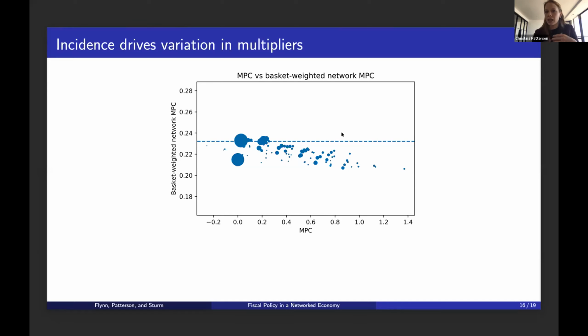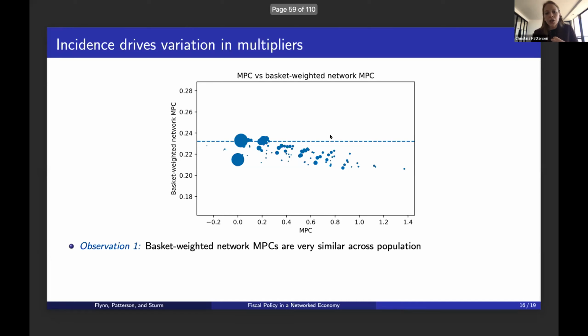The dotted line is the reference, the MPC with our reference income weighting, which we take to be the weighting that's proportional to state industry GDP. So there are two observations from this chart that tell you about the size of these network effects. The first is that these basket weighted network MPCs are very similar. They range only from about 0.2 to 0.24. So that leaves very little scope for this homophily, this correlation between your MPC and the MPC of the workers on whom you're spending your marginal dollars.